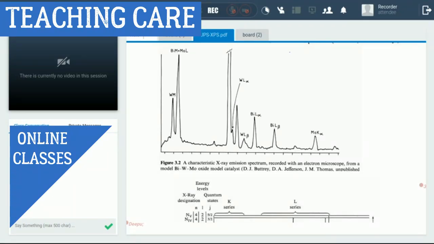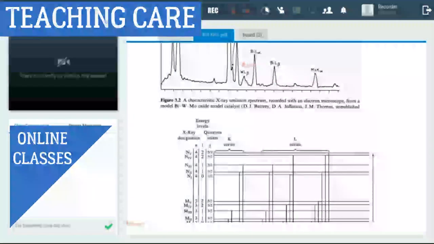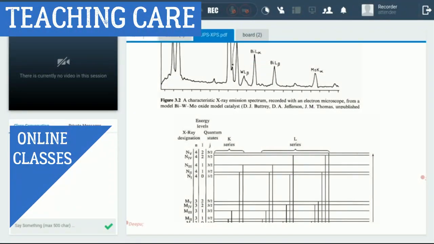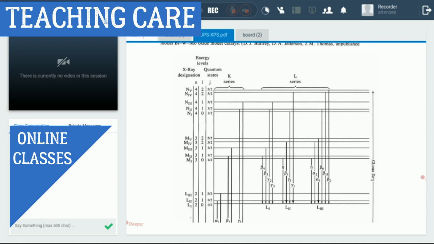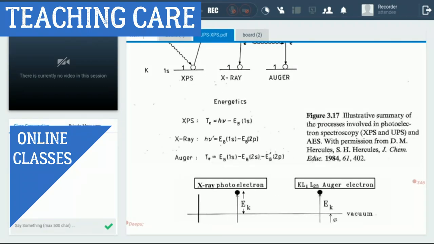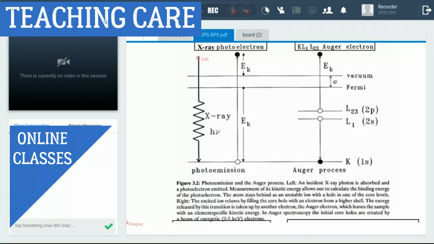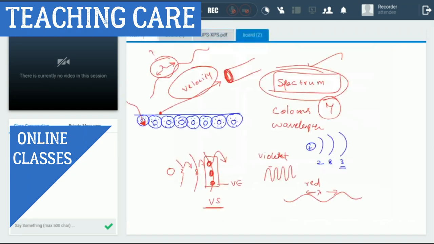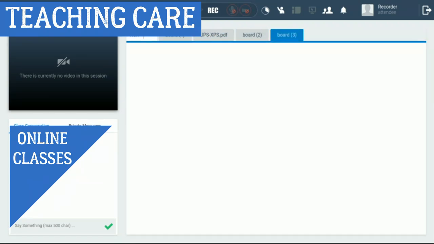Three electrons are ejected. According to the frequency of the electron ejected, these peaks are given. Okay, I understood it. Spectroscopy is going to tell us which velocity these electrons are ejected with when a photon falls on them and is absorbed. That is called photoelectron spectroscopy.